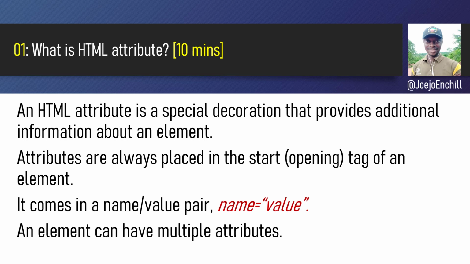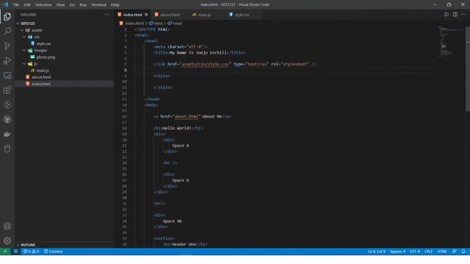As you notice from the coding arena, an attribute comes in a name-value pair. That is, a name equals, then you open the double quotes and the value comes within the quotes. Let's have a look once more. As you can see, the attribute is of the form attribute name equals, then attribute value in between double quotes. Mind you, you can also use single quotes. It all does the same job.